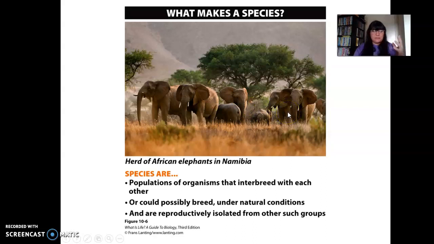So what are species? Different books will say it differently. What I will say is, species live in the same area. It says populations of organisms, right? They do live in the same area usually. The biggie is they can interbreed. That means they can have sex and then they can have babies, okay? Or could possibly breed under natural conditions and are reproductively isolated from other groups.